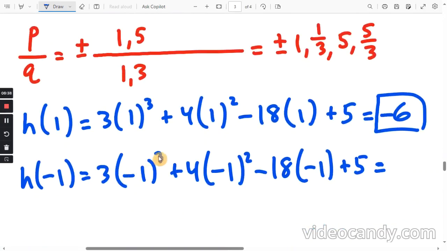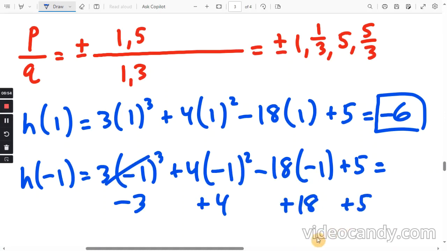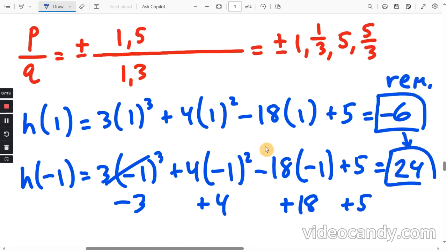Okay, negative 1 to the 3rd is negative 1 times 3. That's going to be negative 3. Negative 1 squared is positive 1 times 4. That's going to be positive 4. Negative 18 times negative 1 is positive 18 plus 5. It's definitely not 0, so we don't even have to find it. But just for fun here, this is 19 plus 5. That's 24. The point is it's not 0. Okay, these are going to be your remainders right here. We're using the remainder theorem instead of synthetic division. So really, you have to try each one until you get a remainder of 0.